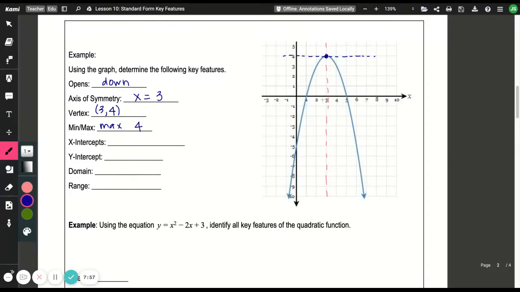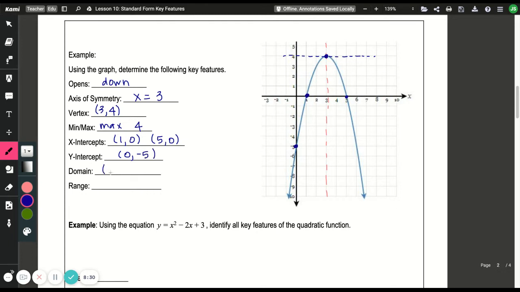This graph has 2 x-intercepts, right? Remember I said sometimes it'll have 1, sometimes it could have none, sometimes this one has 2. So 1 is right here. That is the point (1, 0). The other one is right here. That is the point (5, 0). It will always have one y-intercept. So it crosses the y-axis right here at -5. The ordered pair is (0, -5).